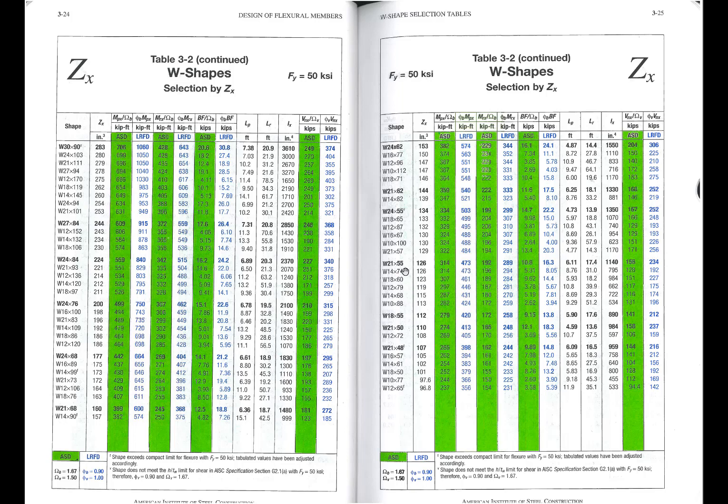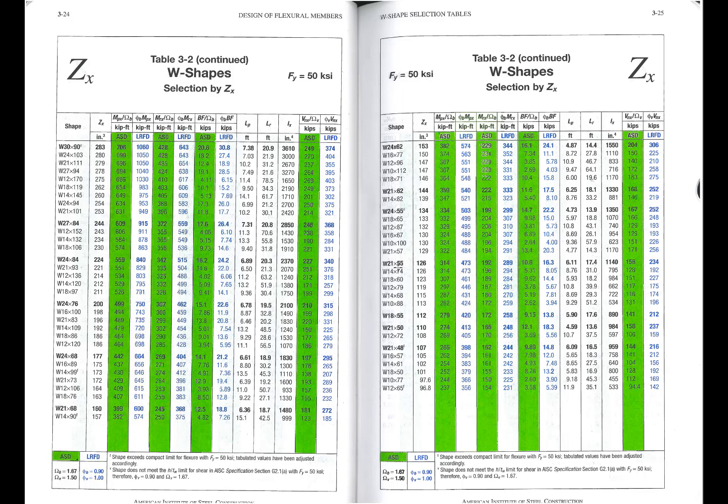But we might as well pick W21x55, which has a capacity of 473 kip feet, because this is actually a lighter section than the W12x79. Now, there may be other restrictions like headroom.